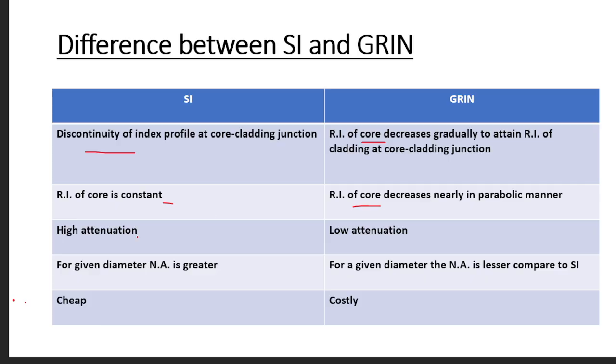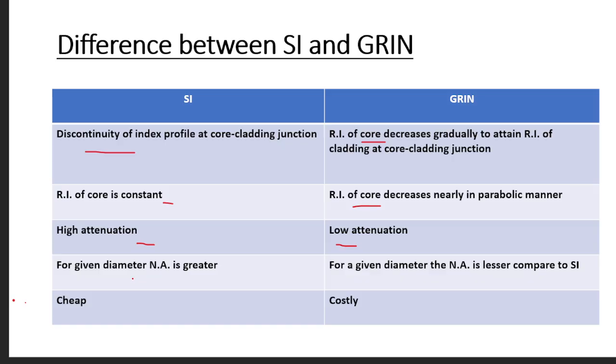Now the next point, in step index, is that the step index has high attenuation. So what is attenuation? It is any reduction in the strength of signal, that is known as attenuation. So this point we will discuss later on. Now in graded index fiber, it has low attenuation. That means attenuation is nothing but the loss of optical signal.